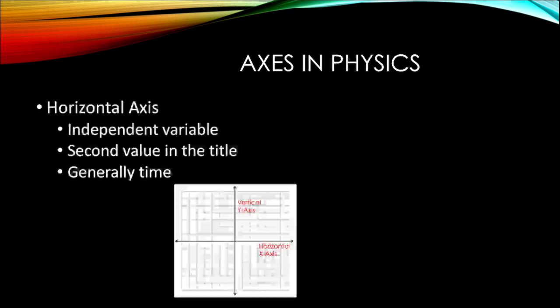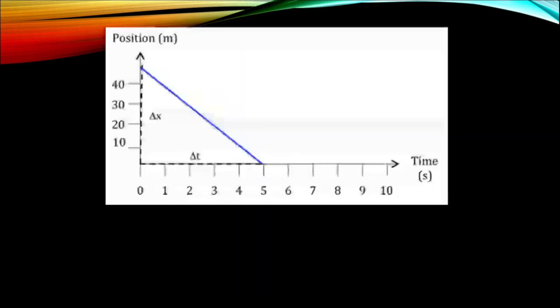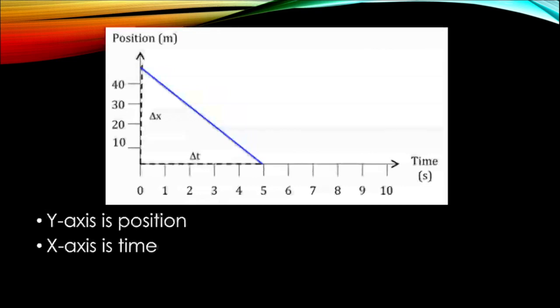Your vertical axis gives the dependent variable. In simple titles it is the first value, and for physics it is generally position or velocity. However, the axes could be any two values, so you must look at the labels before you look into the graph itself. In this example, we have a y-axis of position and an x-axis of time.